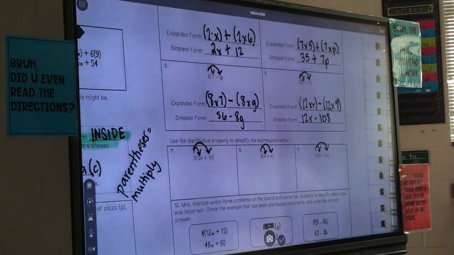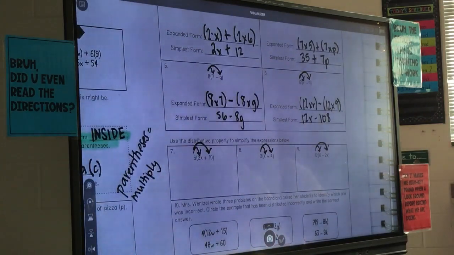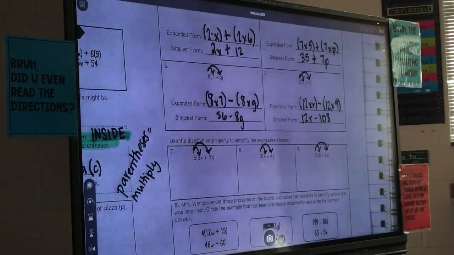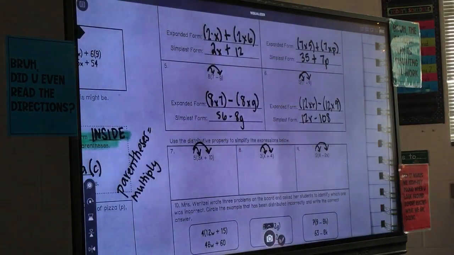Are you finished? Then stand up and be quiet. Say they did not multiply 8K. Now we gotta, you need this one too. All right, you guys have 10 seconds.